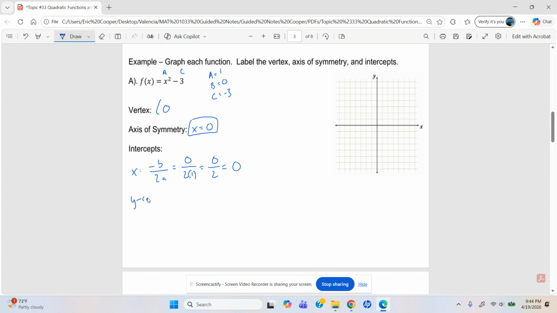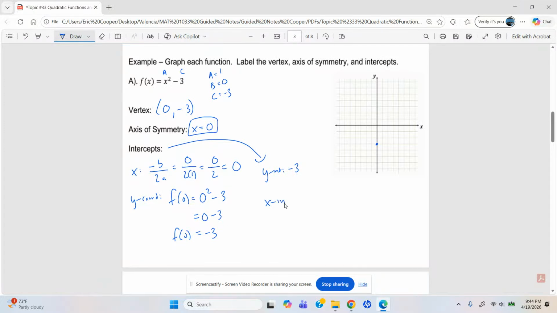If I want to find the y-coordinate, all I'm going to do is take the function and solve for 0. So I'm going to take all of the x's and replace them with 0. So 0 squared equals 0. So f of 0 is 0 minus 3, which is negative 3. So that tells me the vertex is at 0, negative 3, which we'll call right there. Now for the intercepts, the y-intercept is equal to the constant value, which in this case is negative 3. So in this case, the vertex ends up being the y-intercept.